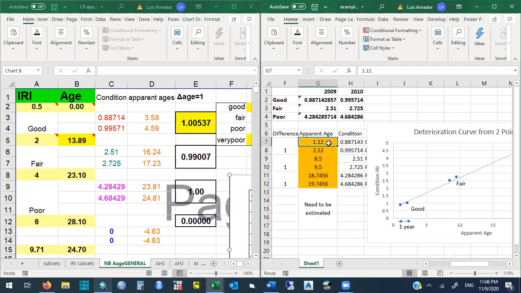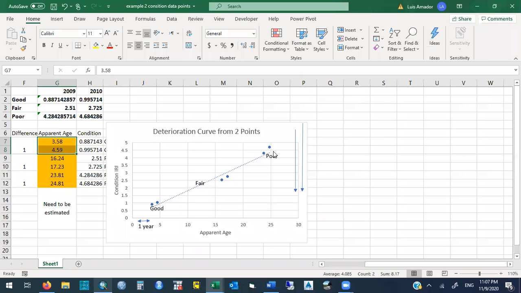So what are those values? 0.88 is 3.58. 0.99 is 4.59. 251 is 16.24. 272.5 is 17.23. 428, which is this value, is 23.81. And 468, which is this value, is 24.81. Now you can see this is 1, this is almost 1, this is almost 1, it's just one decimal. And now this deterioration curve I have obtained is truly giving a separation of 1 year for each pair.